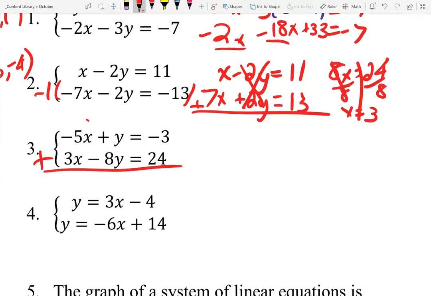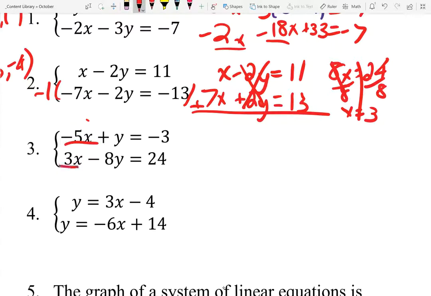But remember, you don't add anything together until you have x's or y's cancel out. So negative 5x does not cancel with 3x. 1y does not cancel with negative 8y. So we have to do some work, kind of like we did in the last problem. It takes a little bit of creative thinking, but let's try. It doesn't really matter which one we try to cancel, but let's say we try to cancel out the x's.